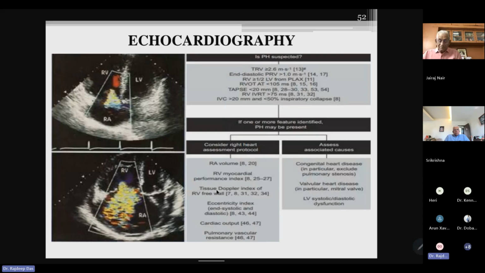The echocardiography, mainly Doppler echocardiography, is a non-invasive method to suspect, diagnose, and assess pulmonary arterial hypertension. From the various features of tricuspid and right ventricular function, we can suspect pulmonary hypertension. When the features of pulmonary hypertension are identified, we follow the protocol for right heart assessment. We go through it in detail and try to assess the associated cause.